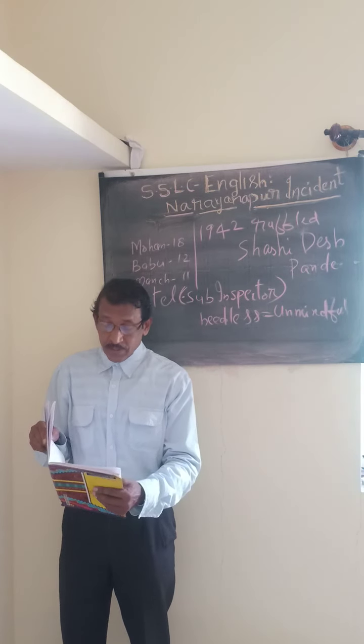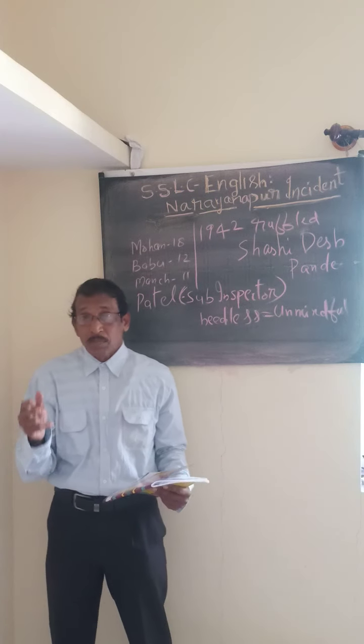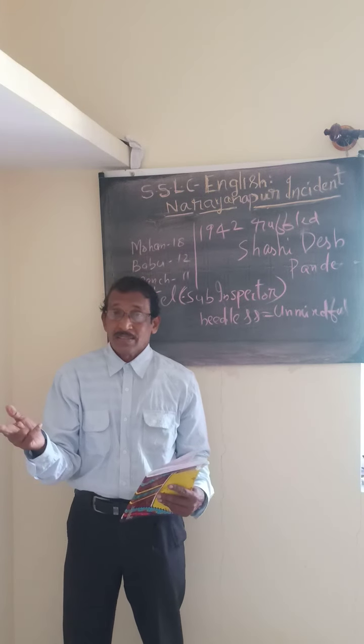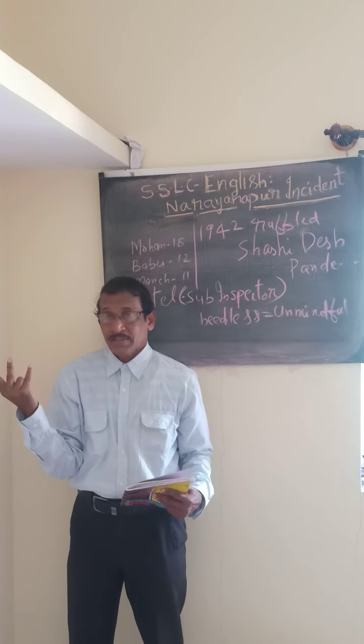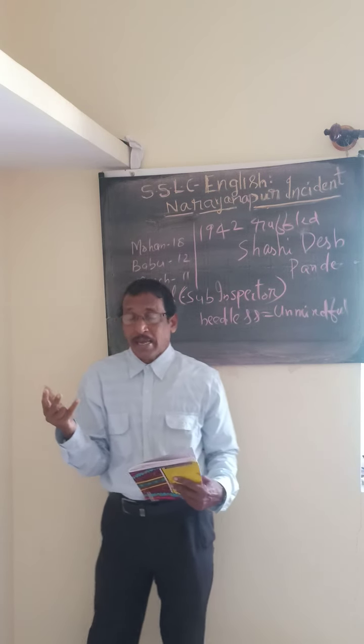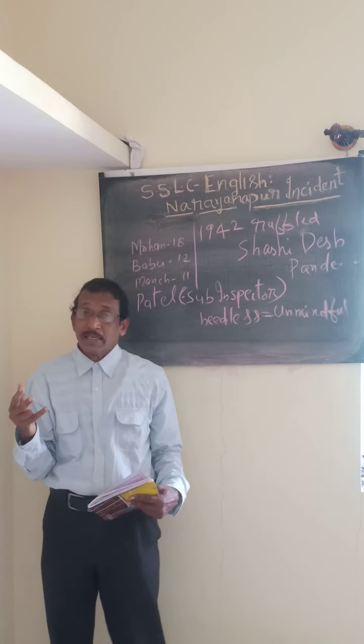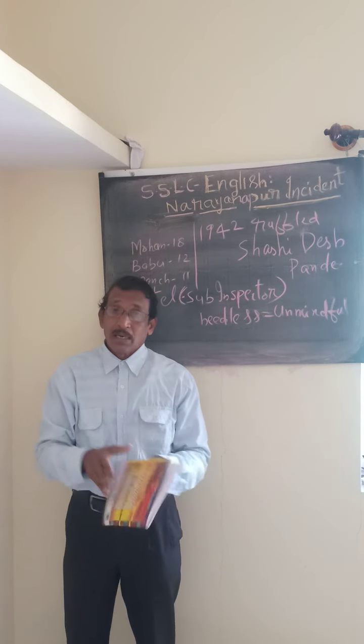What did the children see outside? They saw Babu, Mohan and Suman and all of them were there. They were raising slogans against the British government, and moreover, they were holding the picture of Mahatma Gandhi also.